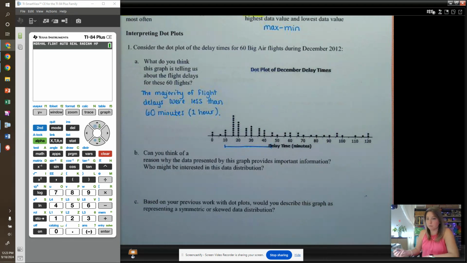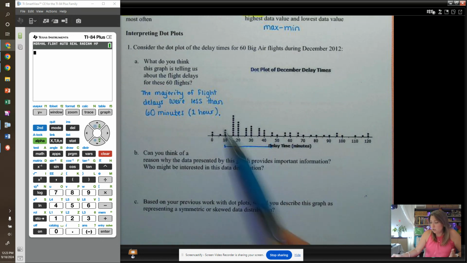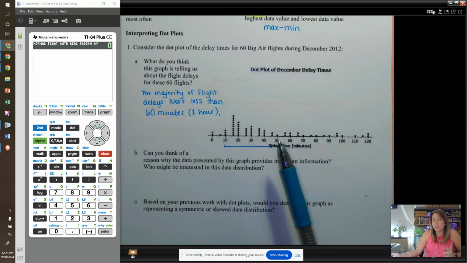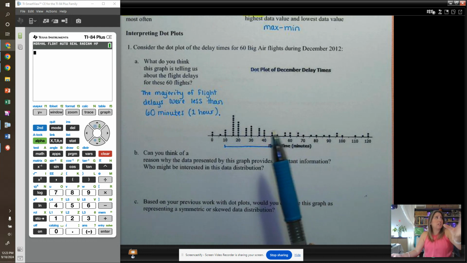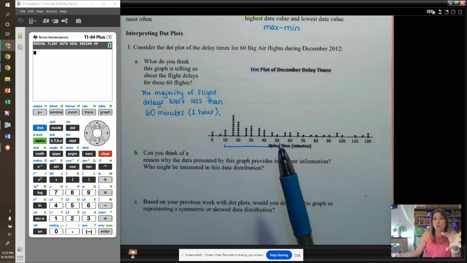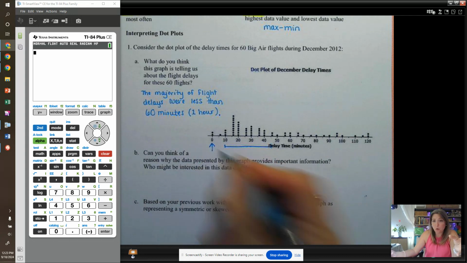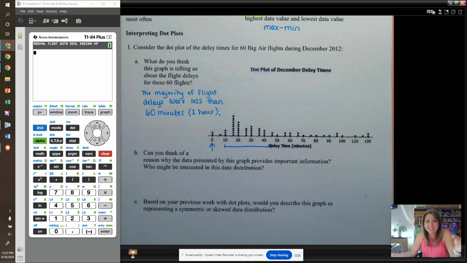Which is also 1 hour. I think that's what it's trying to tell us. Think about it. Out of 60 flights, this is where the majority of our delay times were. The other thing I look at this with is out of 60 flights in December 2012, only 2 were on time.